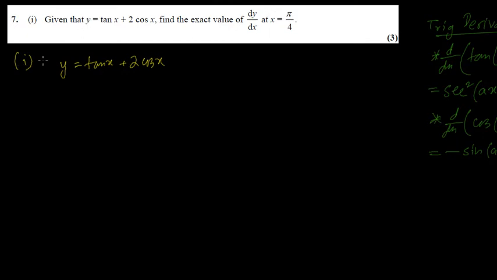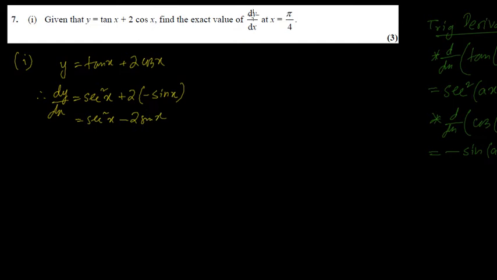So we have to find the derivative. So the derivative of y is dy by dx. The derivative of tan theta is sec squared theta. Chain rule is d by dx of this is 1, so I'm not writing it out. This will be plus 2, and the derivative of cos theta is minus sine theta. Chain rule is 1, I'm not writing it out. So it would be sec squared x minus 2 sine x.